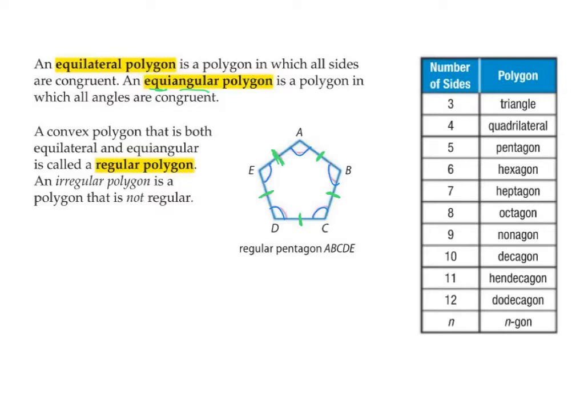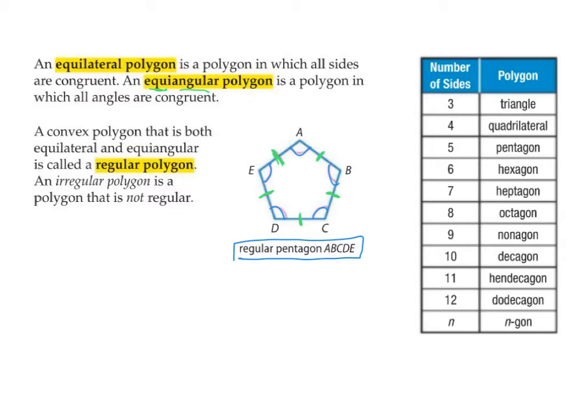So this image is a convex polygon that is both equilateral and equiangular, and this is known as a regular polygon. Any irregular polygon is a polygon that is not regular. So regular pentagon would be considered the correct name for this image.